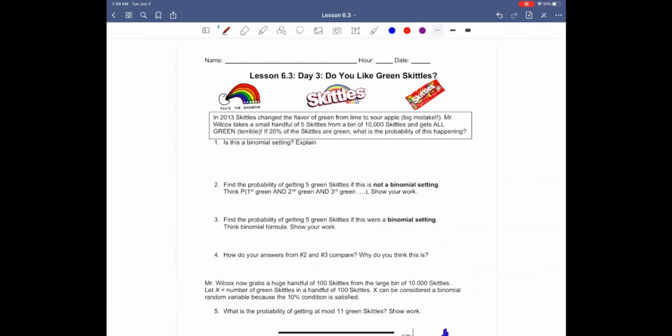This activity is titled, Do You Like Green Skittles? So let's see what it says. In 2013, Skittles changed the flavor of green from lime to sour apple, which in my opinion was a huge mistake. Mr. Wilcox takes a small handful of 5 Skittles from a bin of 10,000 Skittles and gets all green, which of course is terrible. Now, if 20% of the Skittles are green, what is the probability of this happening?